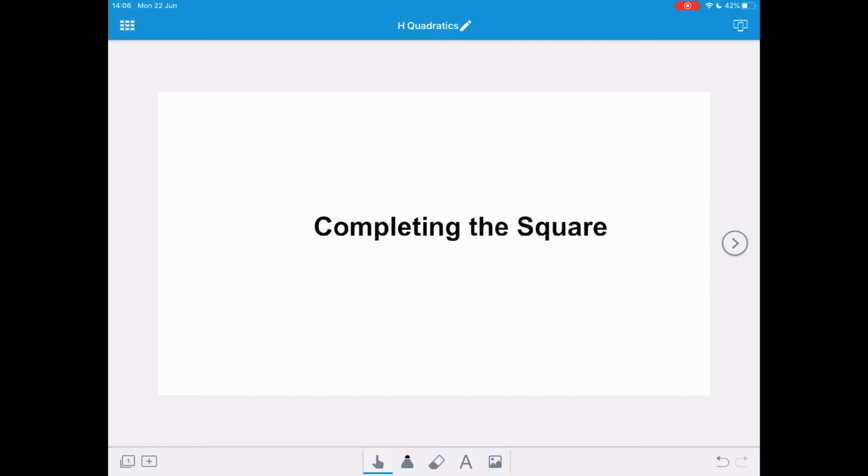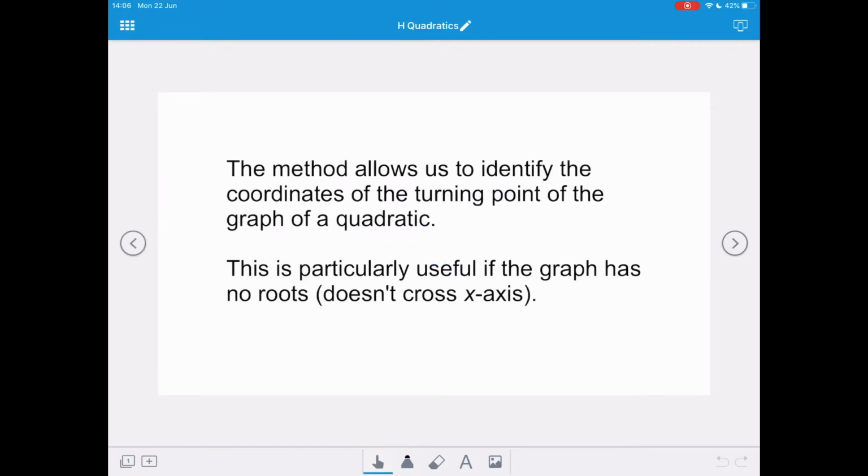So in this video we're going to look at completing the square. The method allows us to identify the coordinates of the turning point or stationary point of the graph of a quadratic. This is particularly useful if the graph has no roots, so it doesn't cross the x-axis.